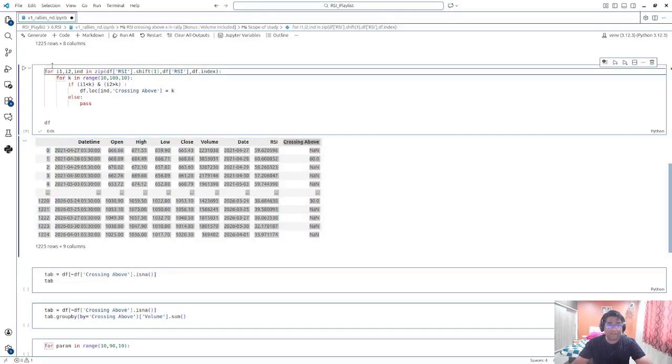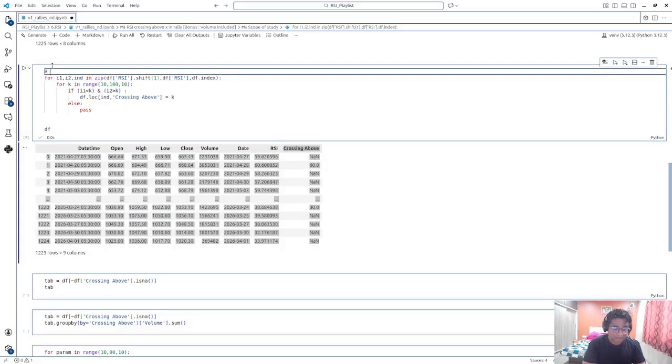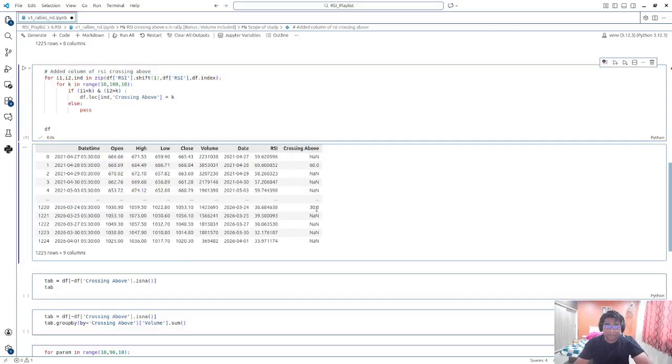Now what we have done here is add a column of RSI crossing above. Here it is 30. Here it is 60. As you can see, why is it 60? Because the last closing of RSI was 59.6 and now it is 60.6. So RSI has jumped from below 60 to above 60. That's why it's 60. And these are NaN values.